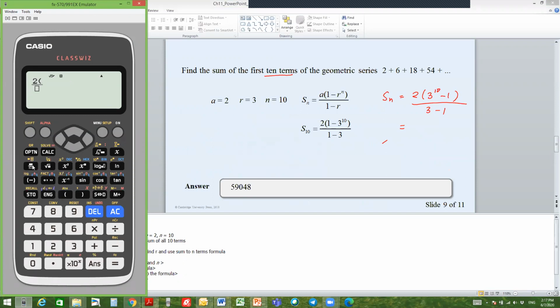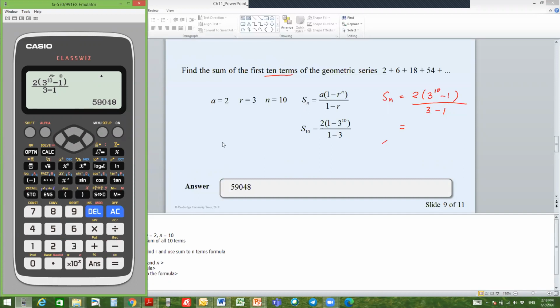Two times 1 minus 3 to the power of 10, close bracket, over 1 minus 3. You get 59,048. What if I were to change this thing? You get the same answer as well.